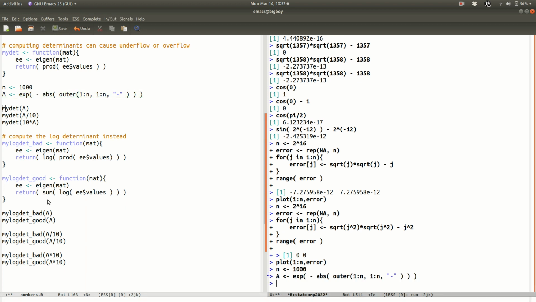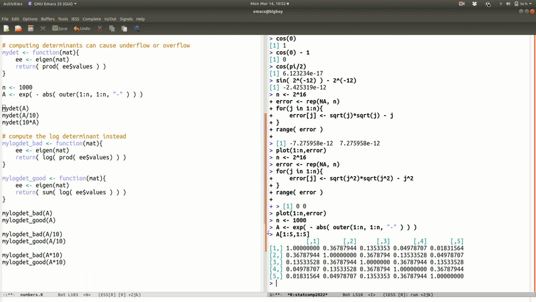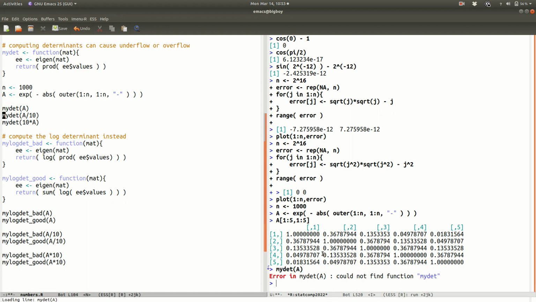If I want to look at A[1:5, 1:5], along the diagonal i minus j is 0, so you get e to the 0, which is 1. But then things decay as you move away from the diagonal. By the way, this is called an exponential covariance matrix, but it's also the type of matrix that shows up in the autoregressive model of order 1 if you've studied time series. Okay, so let's calculate the determinant. Oh, I have to define my det.